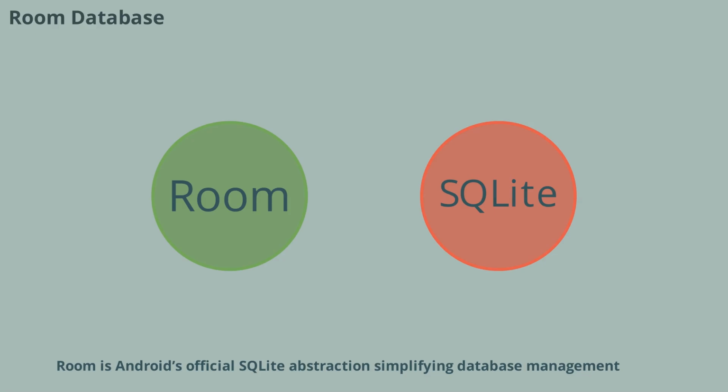Room is Android's official SQLite abstraction, simplifying database management. It offers compile-time checks, easy migration, and integration with LiveData and ViewModel. Room is ideal for storing structured data locally, supporting offline functionality and efficient data access. Its reliability and ease of use make it a staple in Android development.